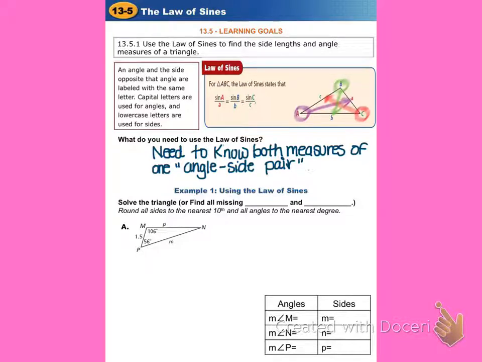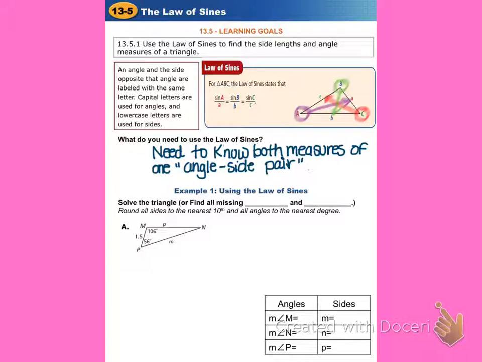But if it is a right triangle, I would go with SOHCAHTOA. Use one of your trig ratios. But if you have a side and an angle pair that you know both measures of, you can use the law of sines. So most of the time when we use the law of sines in Geometry B, we usually used it to find just one measure. Like we would identify a side or an angle that we wanted you to find.